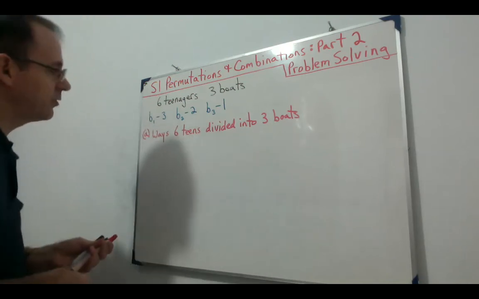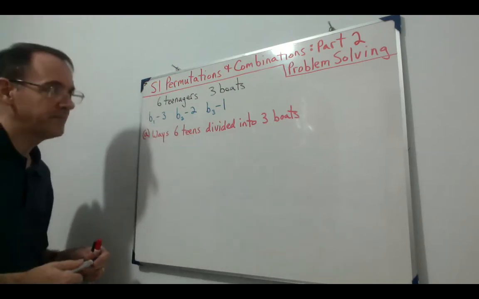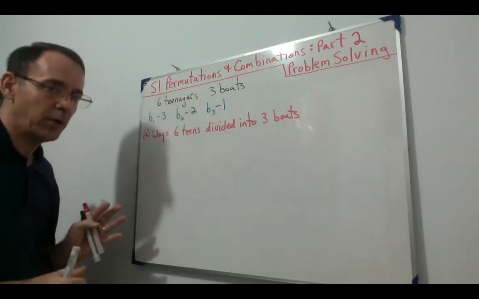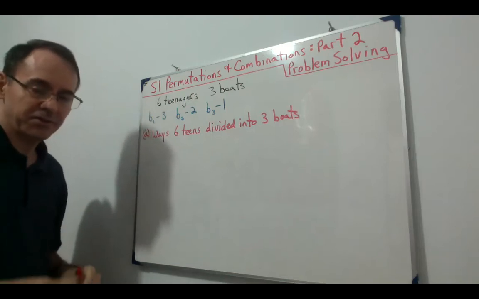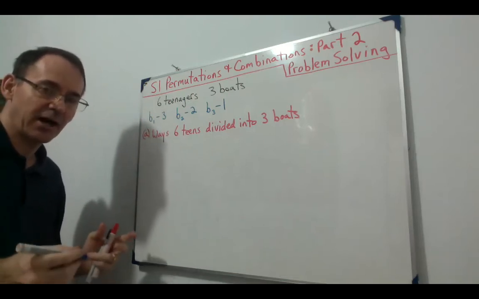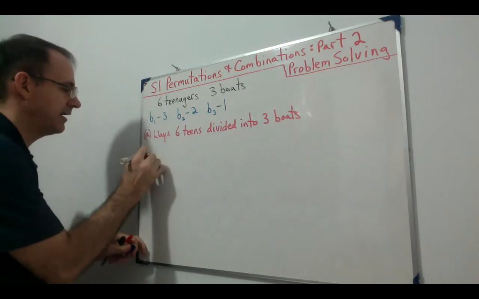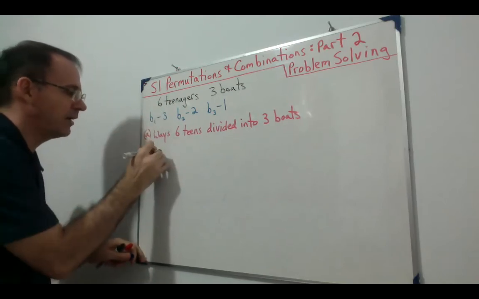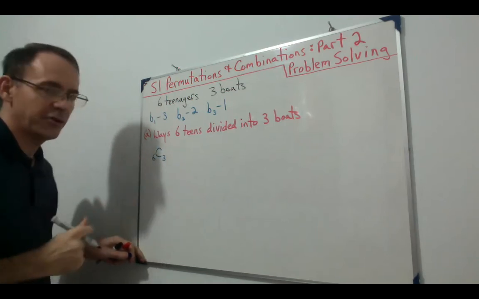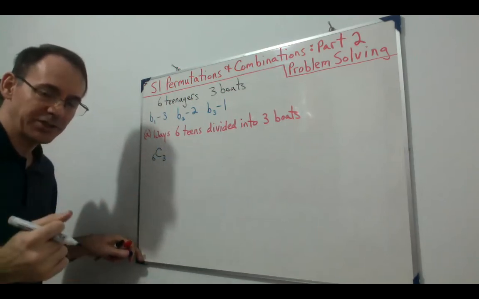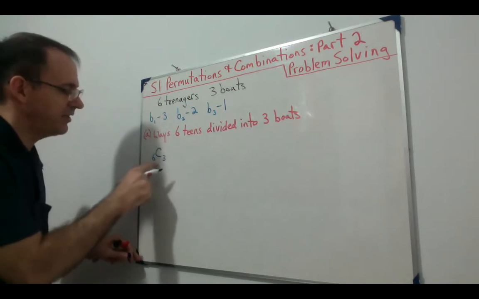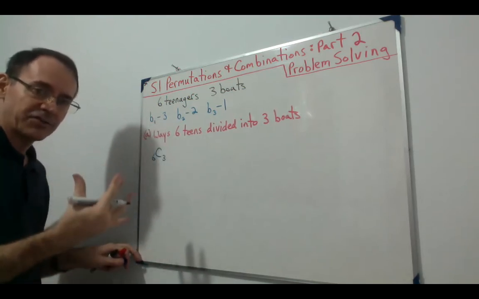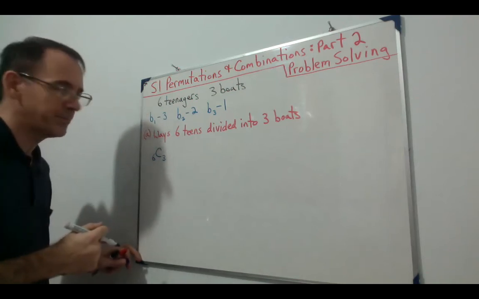So we're going to start with our first boat, and before anyone gets into a boat, there's all 6 teenagers standing there on the dock. So we're going to take 6 teenagers, and for this first boat, we want to choose 3 of those teenagers. Doesn't matter which 3, just any 3. 6 choose 3 for the first boat. Okay, so now we've got 3 people in this first boat.